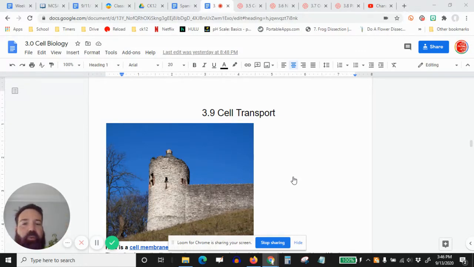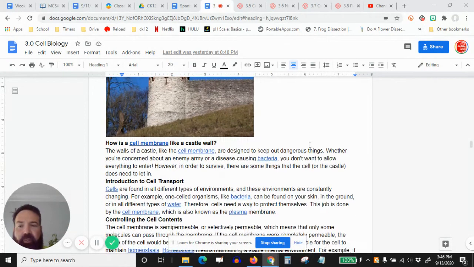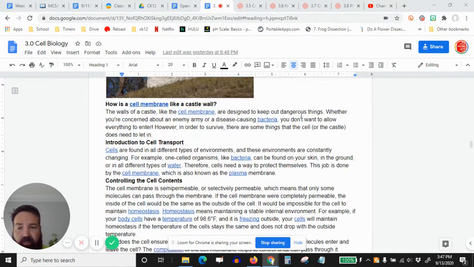So this is 3.9 cell transport. How is a cell membrane like a castle wall? The walls of a castle, like the cell membrane, are designed to keep out dangerous things. Whether you're concerned about an enemy army or a disease-causing bacteria, you don't want to allow everything to enter. However, in order to survive, there are some things that the cell, or the castle, does need to let in.